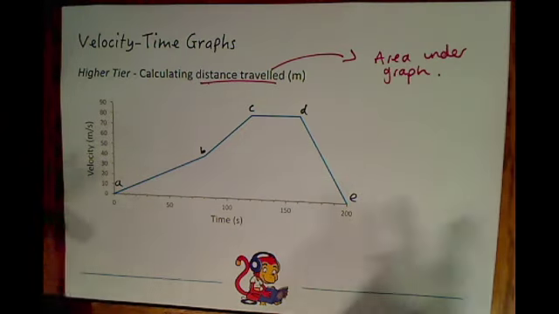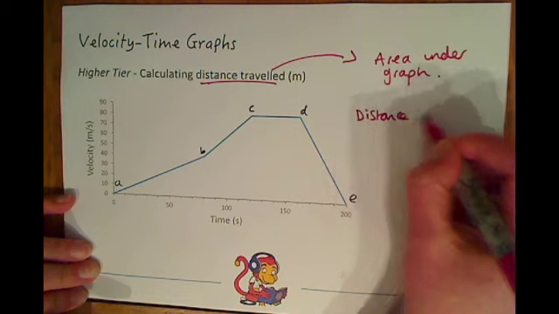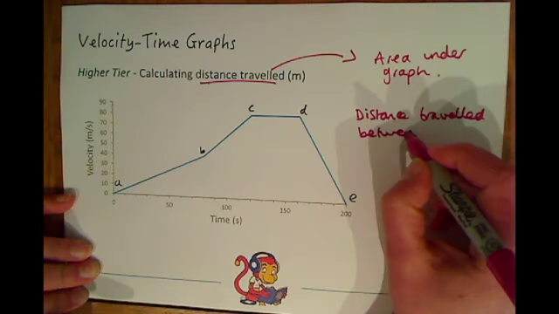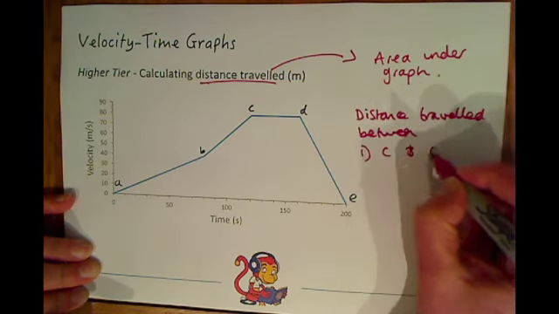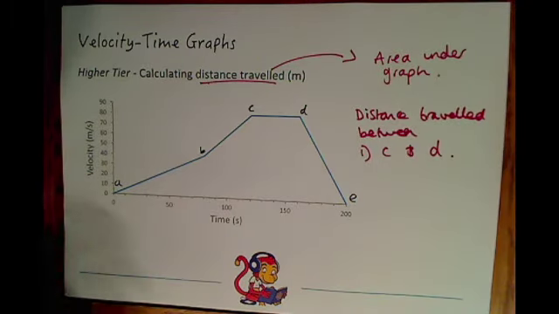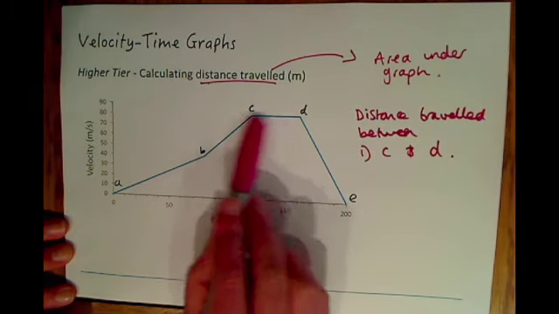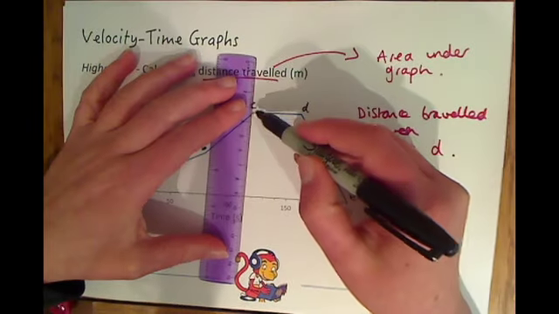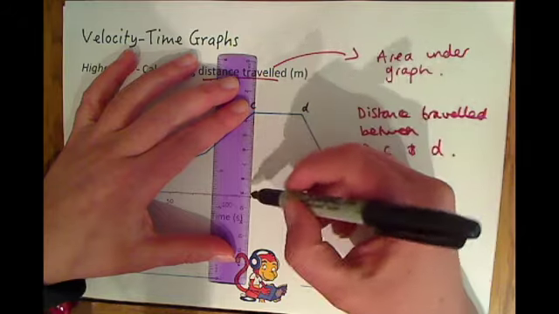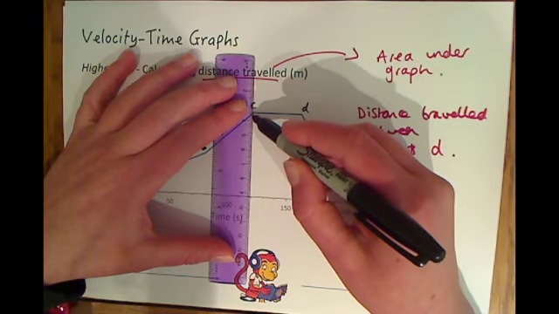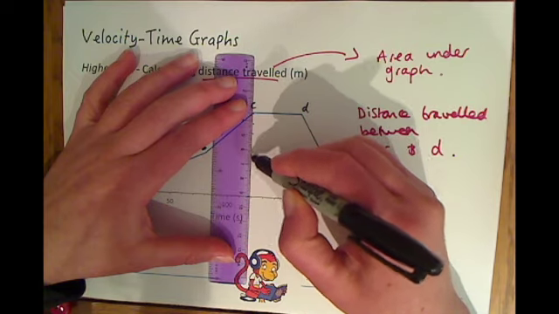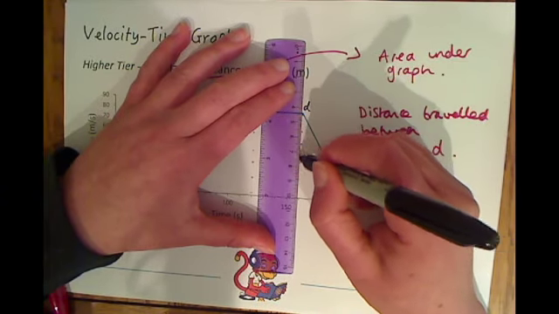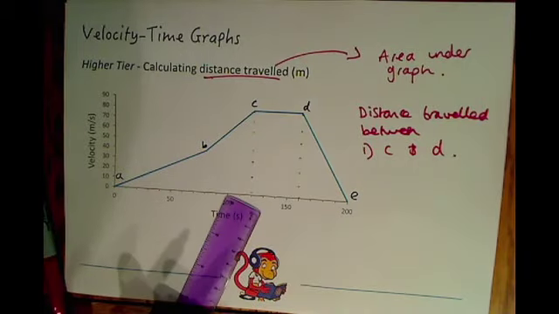But let's suppose that they ask you what is the distance travelled between C and D, for example. To do that, you'd have to calculate the area under the graph for the section C to D. So take your ruler and draw a dotted line down to meet your axes, and do it the same at point D. Then you need to calculate the area here.